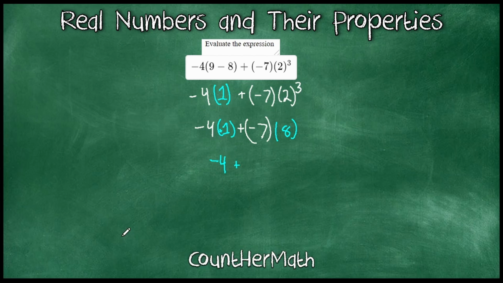Our next set of multiplication is -7 times 8. A negative times a positive gives us a negative, and then 7 times 8 is 56. Our last step is to do negation, subtraction, and addition from left to right. The first thing that I'm going to fix here is that I have a plus negative, and we do not like seeing a plus a negative, so I'm going to adjust this to be subtraction. And -4 minus 56 gives us -60.